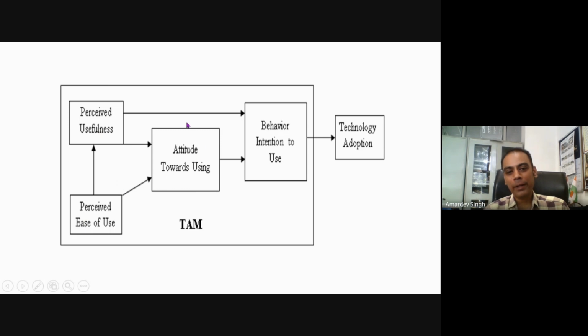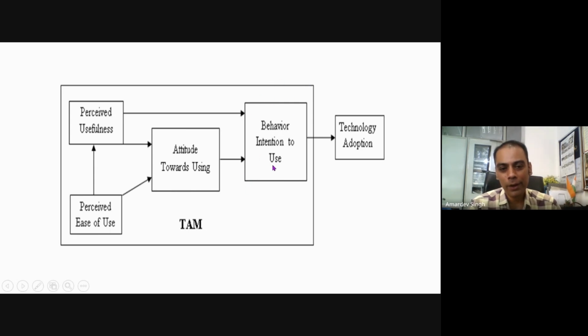So no doubt, ease of use also impacts your usefulness of a particular technology, and usefulness and ease of use both impact the attitude towards using a particular technology. That is the positive or negative feeling of the person who is going to adopt that technology. What is my attitude about whether I'm going to adopt a particular technology or not? And this attitude, positive and negative feeling, and perceived usefulness, both contribute toward the behavioral intention to use a particular technology.